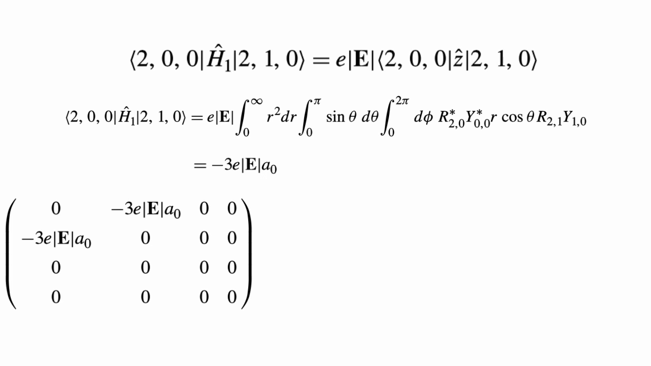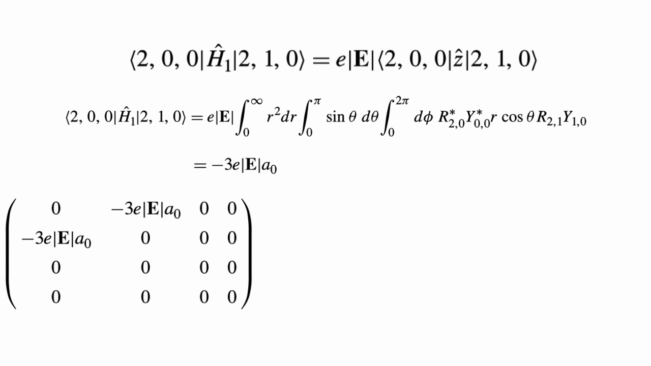The point is that we realize that this integral is actually minus 3a0, with a0 being the Bohr radius. So you end up with this Hamiltonian matrix. Remember, that matrix is the H1 representation. This is the H1 matrix in the representation of the degenerate basis functions for the first excited state of the hydrogen atom. So that's the reason why we have a 4x4.